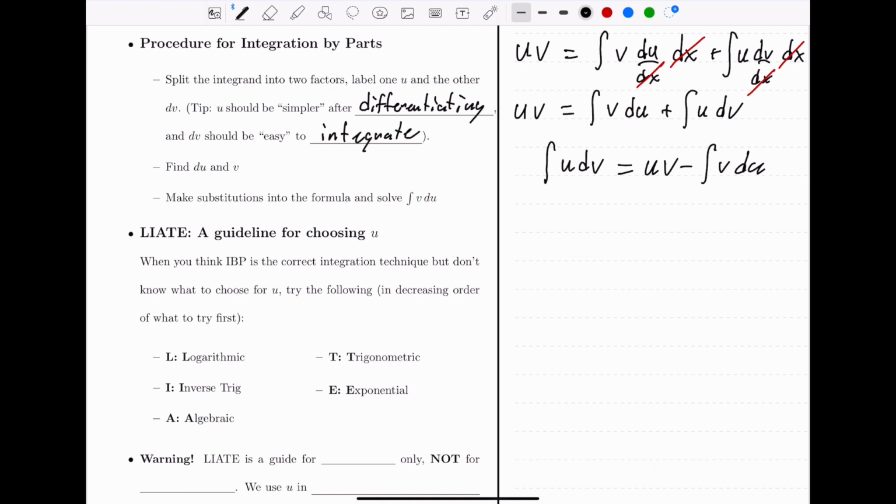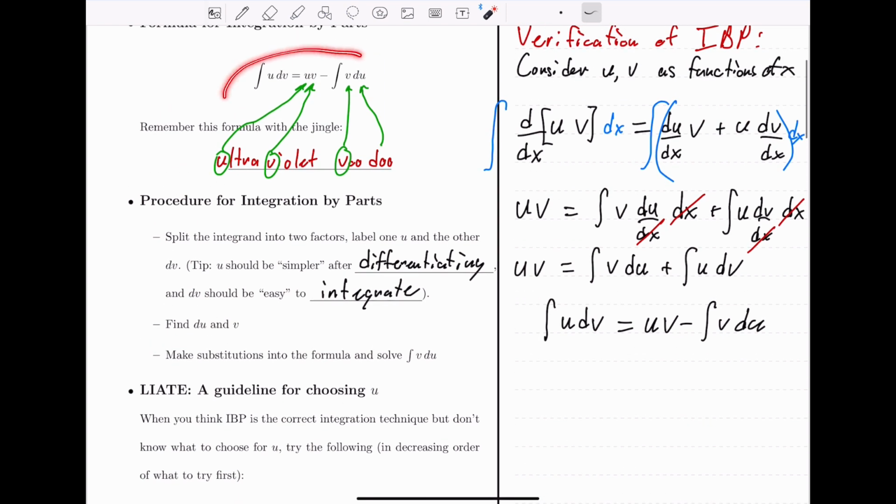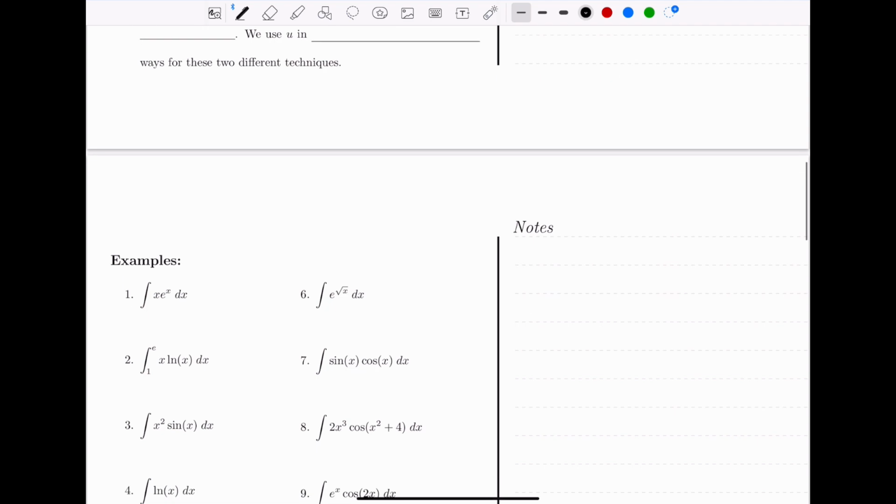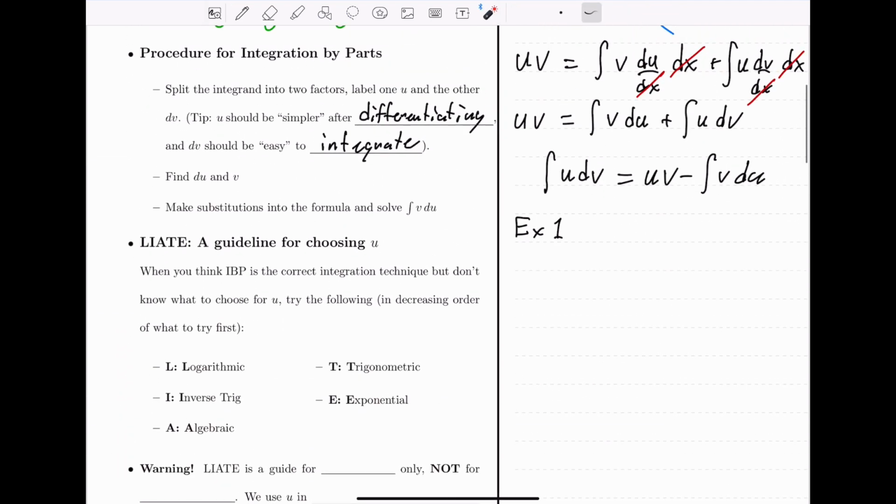Once we've found u and dv, we're going to take a derivative to find du, we're going to integrate to find v, then we substitute into the integration by parts formula and solve the final integral to get to the end of the answer. Let's see this in action with example 1. For example 1, we have the integral of x times e to the x.